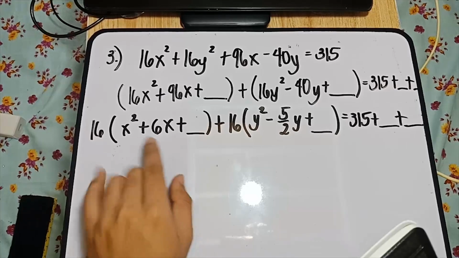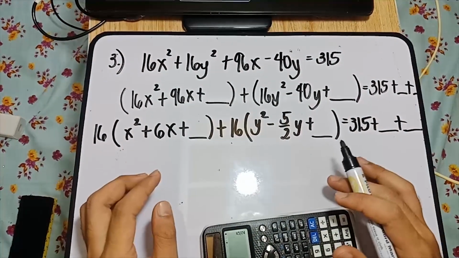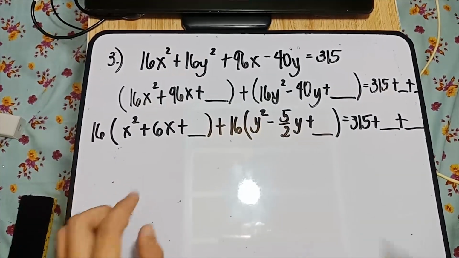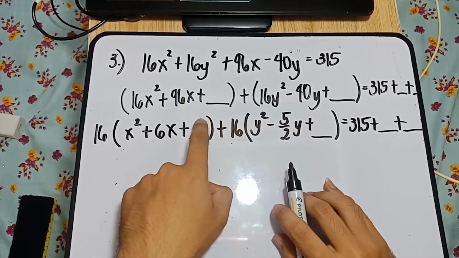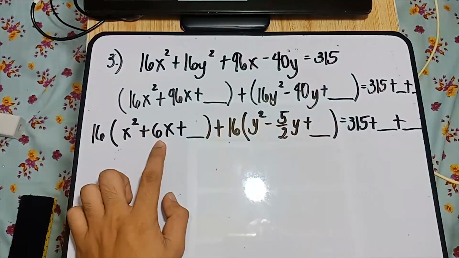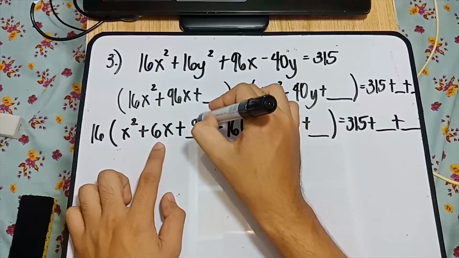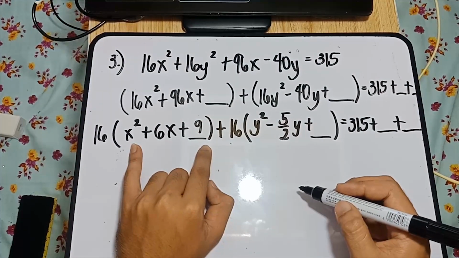Ngayon, ito ay 1 na yung coefficient. So, pwede na tayo mag-apply ng completing the square. Ano ba yung idadagdag natin dito? Idadagdag natin dito, that is 6 divided by 2, that is 3 squared. So, 9. 9 yung kailangan natin para maging perfect square trinomial ito.